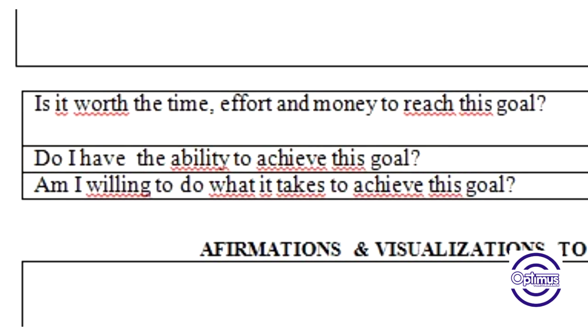The other question is, do I have the ability to achieve this goal? You need to be realistic again. You need to know if you have the skills and the knowledge, all these things to be able to achieve the goal, because if you don't, it's just not going to happen. You could wish it, you could do affirmations, all these types of things, but you need to be practical as well. And you need to take action, and you need to make sure you actually have the skills and knowledge to do it.